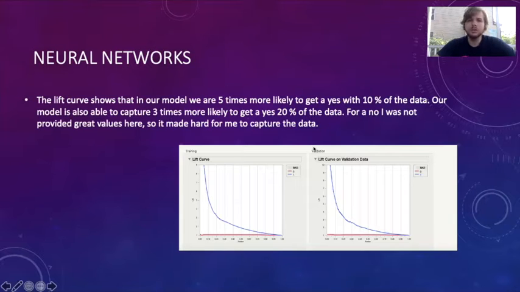The lift curve showed that our model is 5 times more likely to get a yes with 10% of the data and 3 times more likely to get a yes with 20% of the data. For a no, I wasn't provided great values, so it was hard for me to capture the data.